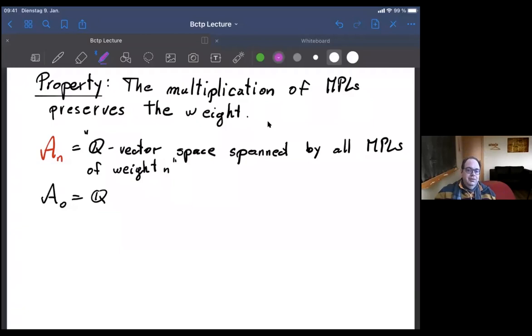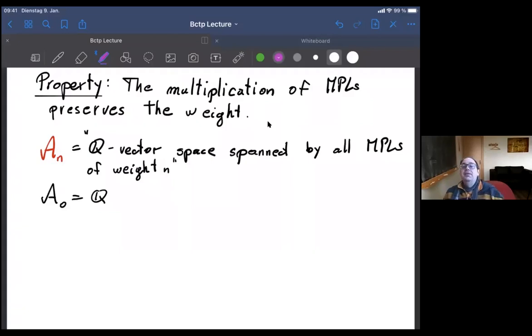You can also, if you want the analogy with the cards, think that shuffling cards does not change the number of cards. The number of cards in my deck is the weight. And if I shuffle two decks of cards, I get a new deck of cards, where the number of cards is equal to the sum of the cards in each deck. So multiplication preserves the weight, preserves the number of cards.